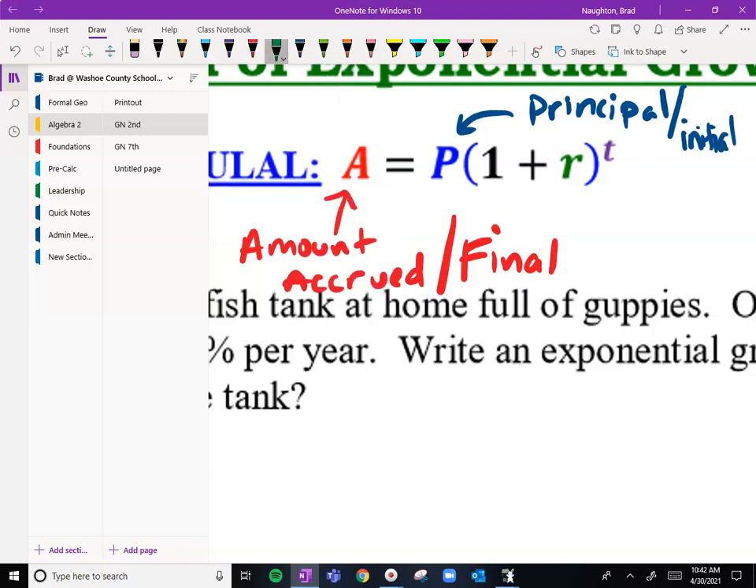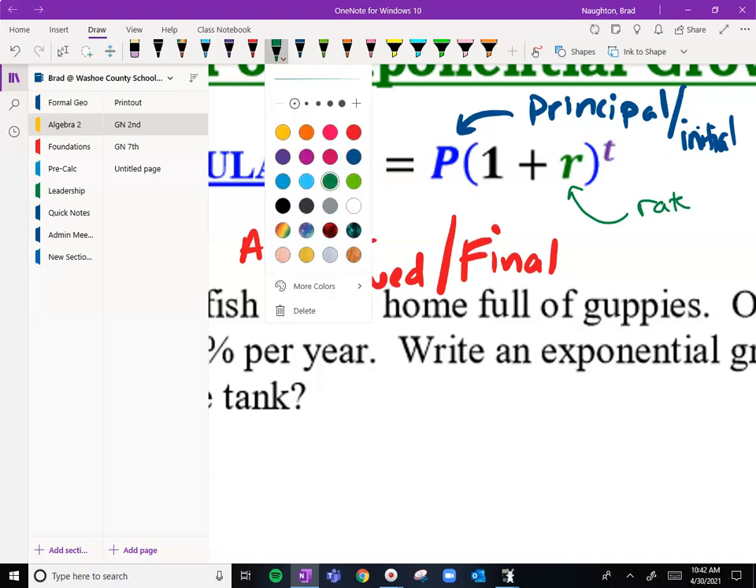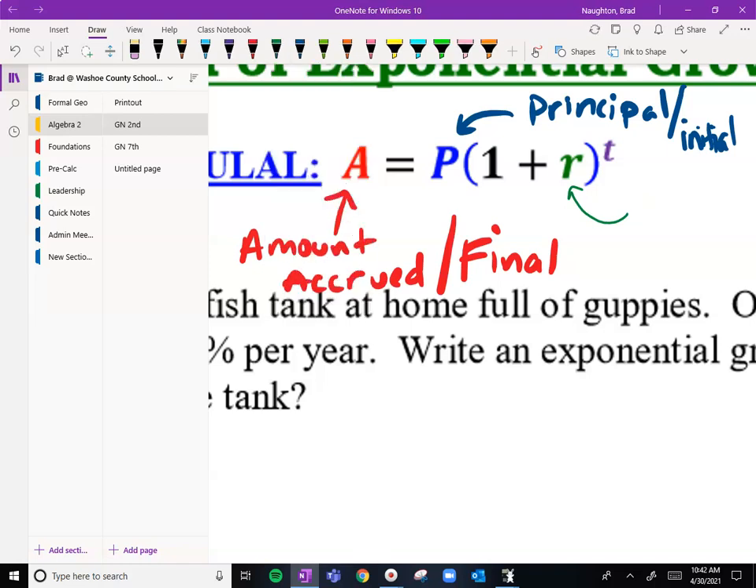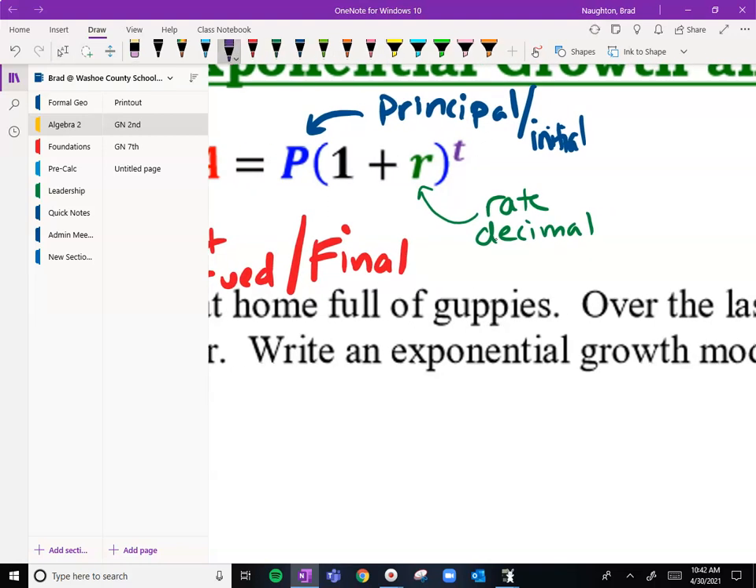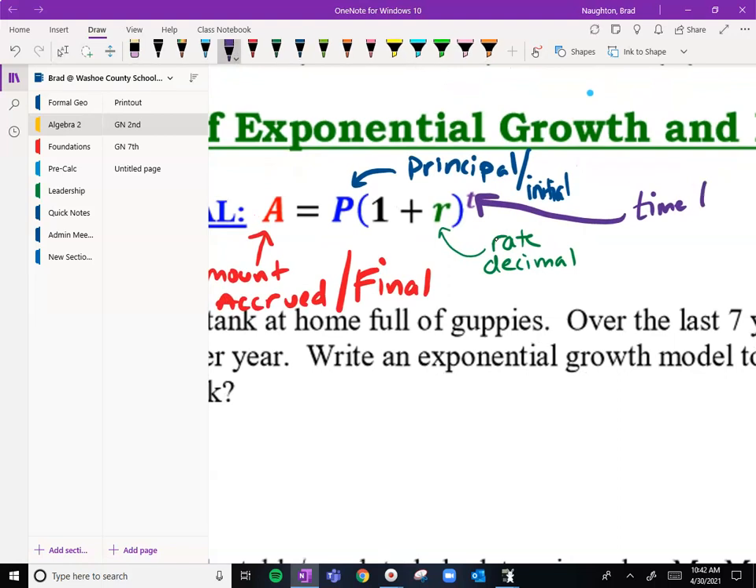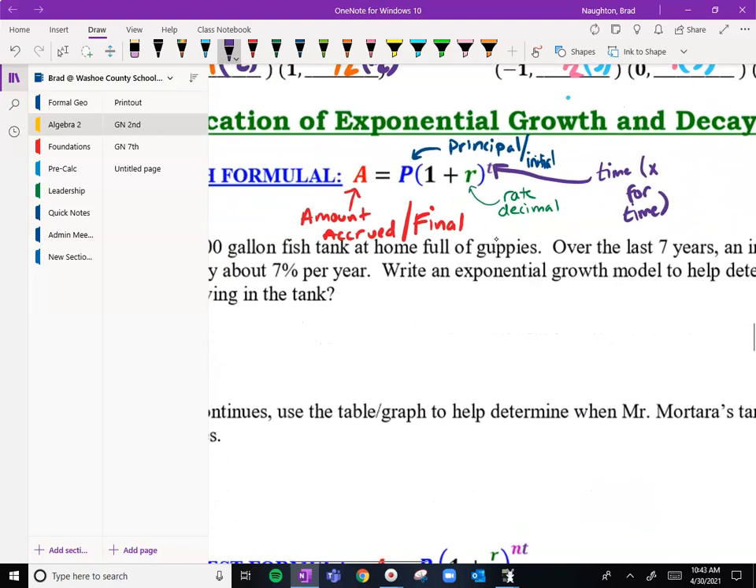And then we have an R for our rate. For that rate, my friends, the idea is it has to be a decimal, and that's going to be a big thing because almost everything's going to give us a percent to start, so we're going to have to convert that. And last is going to be T for time. So this is going to be our equation. Sometimes we're going to have to use X for time, when we have to plug it in our calculator, so let's just put it up there to start.